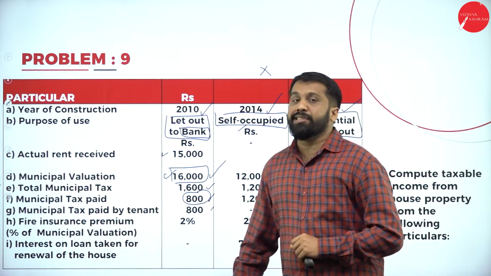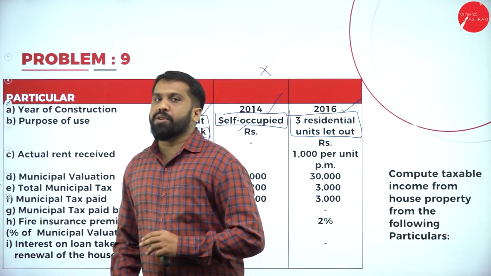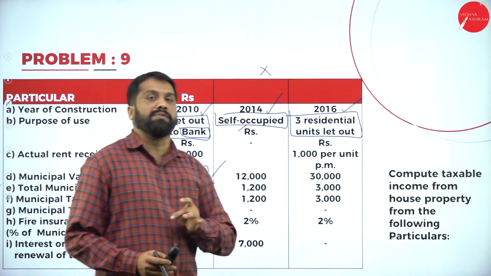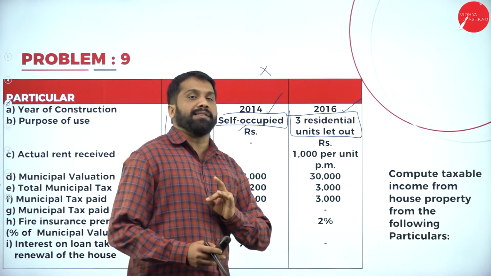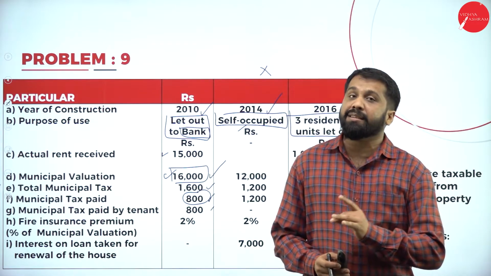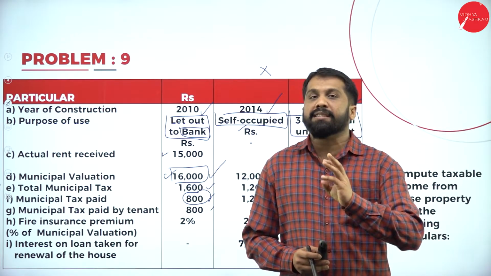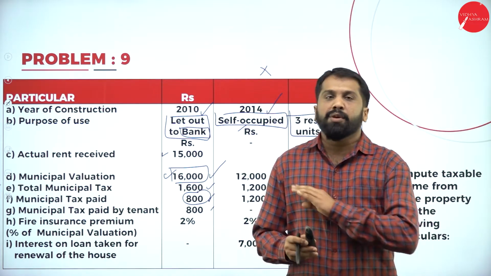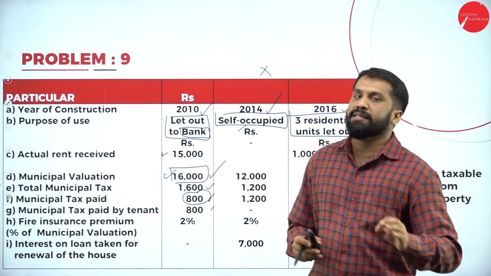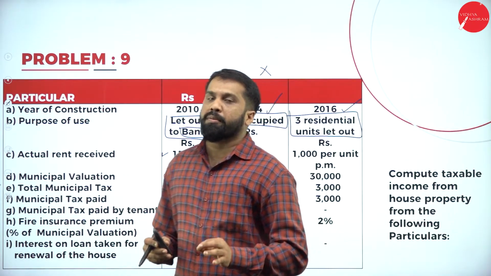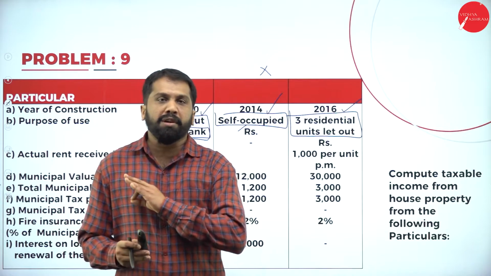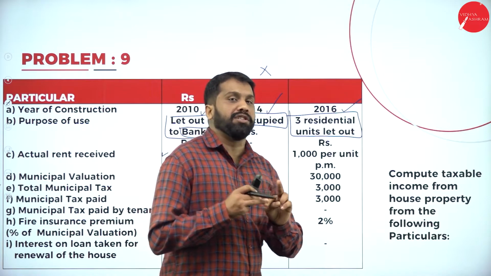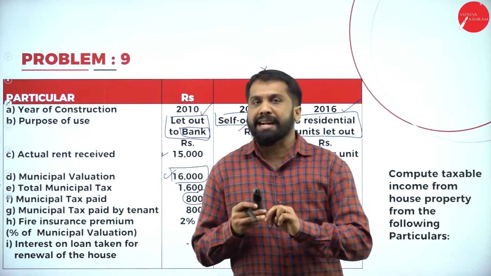Next one, fire insurance premium. As I told you, anything like premiums or repair charges, whitewash, any agreement charges or anything other than your interest and standard deduction, we are not supposed to deduct. Remember this, we will not deduct any expenses in income from house property. It is easy for you. Why? Because we don't have much to deduct. We have only two things: whatever interest is paid and the 30% standard deduction.